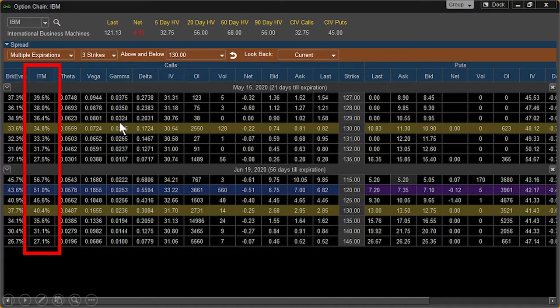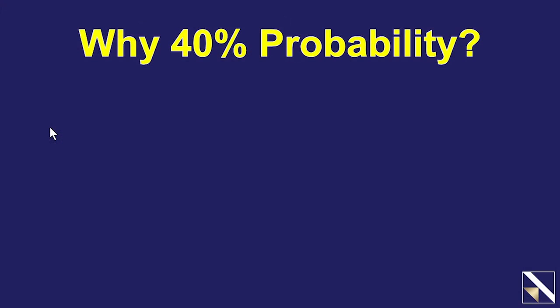And we can go down further and further. If I go to a 130, that means that IBM has only a 34% chance of going above 130 by expiration. That's about an $8.80 move. This is how we gauge it. Now, why do we look for 40% or less?